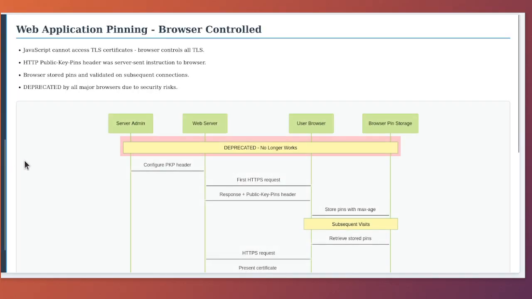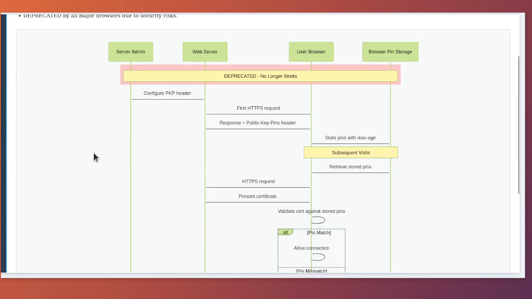Web application pinning: browser controlled. Web application certificate pinning works fundamentally differently from mobile apps because you do not control the TLS connection. The browser handles all TLS connections, and your JavaScript code runs in a sandbox with no access to certificate validation. Let me walk through the diagram that shows how web application pinning was historically implemented and why it is problematic.